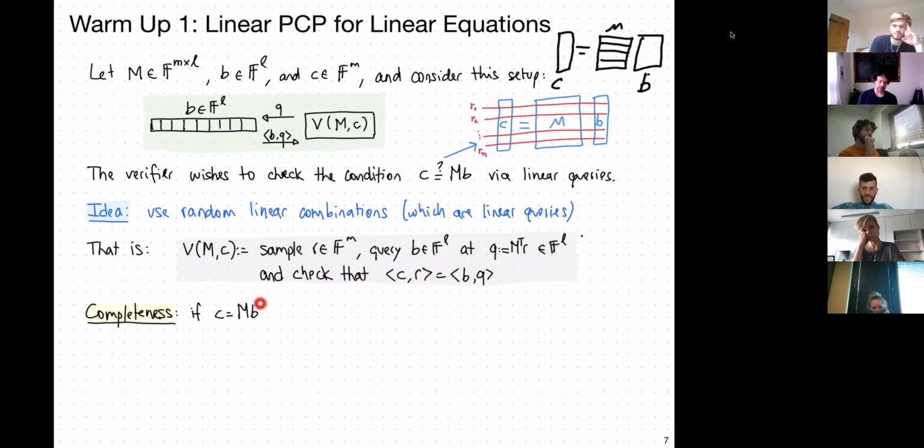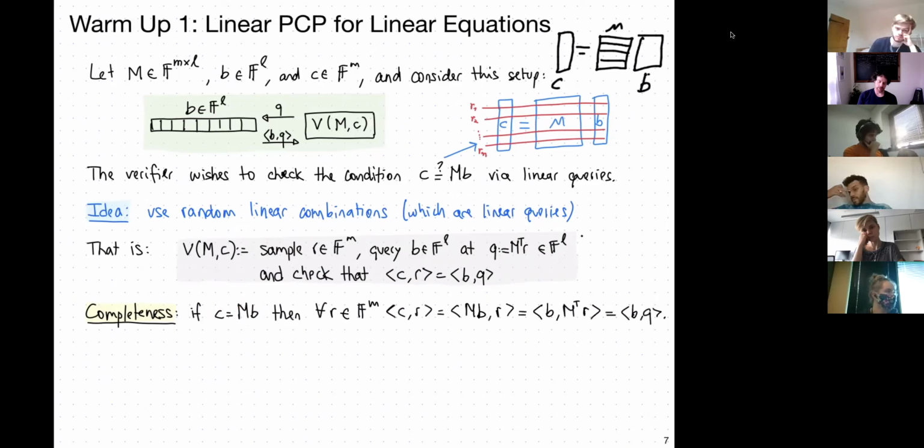Suppose that it really is the case that B is a satisfying assignment, that M times B is equal to C. If this is the case, then what do we know? For any random combination that we choose, all of the equations are being satisfied, so the inner product of C and R is exactly the same as the inner product of MB and R, just because C is equal to MB, right?